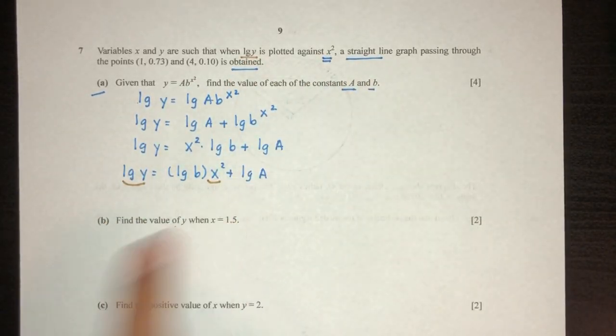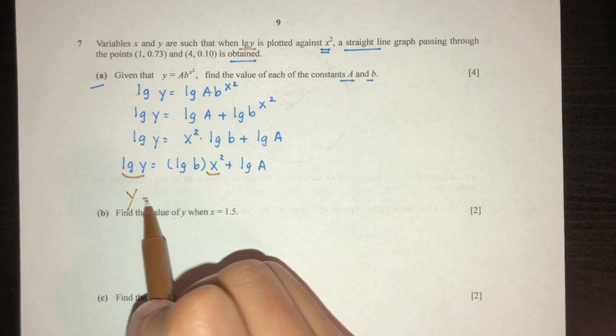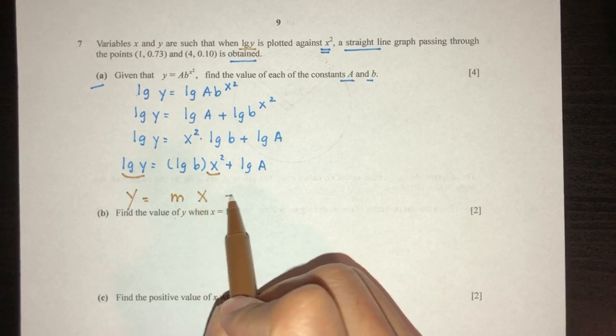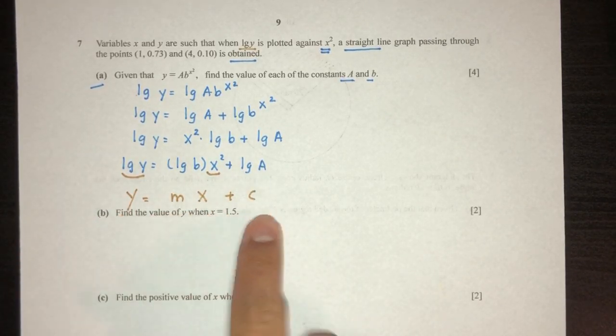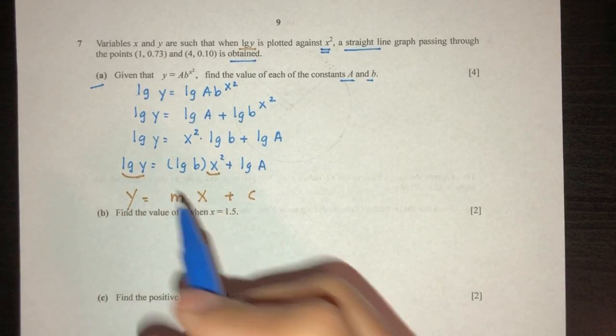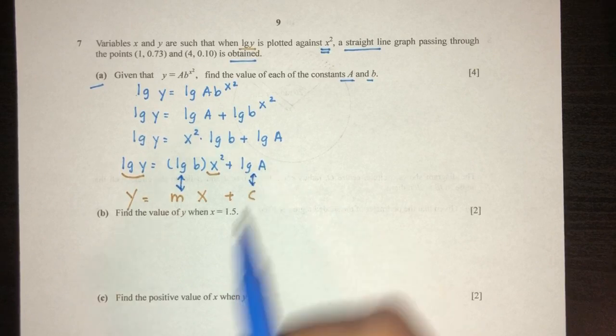Now this one is a straight line. If you compare with the equation of a straight line that we know, when y is against x, we have something like this. So by comparison, you can see this has to be your gradient and this has to be your y-intercept.